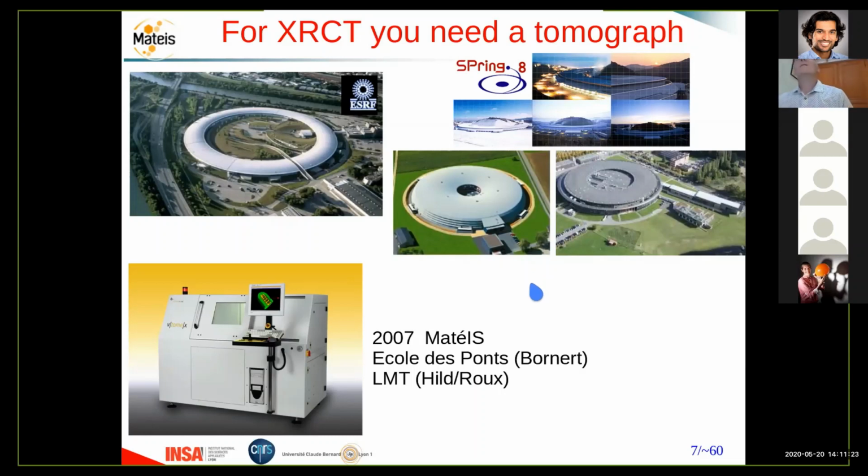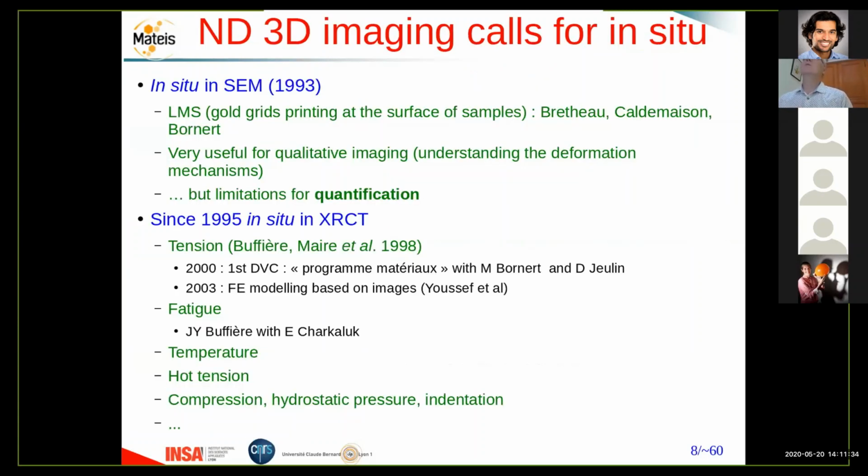So when you are able to non-destructively obtain images of your sample, this very quickly calls for in-situ experiments, which I will explain later. So in-situ, I've been doing in-situ experiments since something like '93, when I was doing my PhD. I was using the gold grid printing method that was given to us by some people at the LMS, Thierry Breteau, Caldemaison, Borner. So I've been using these in-situ experiments in SEM for a very long time.